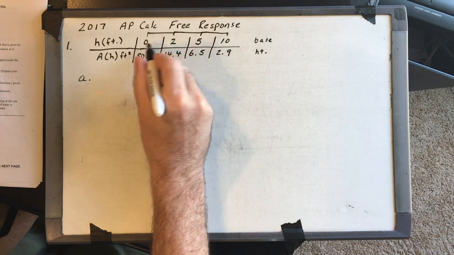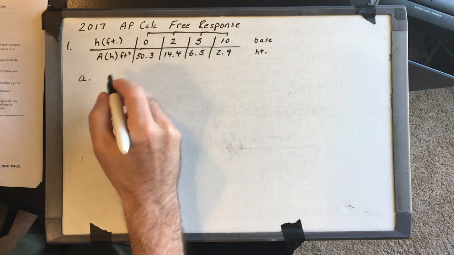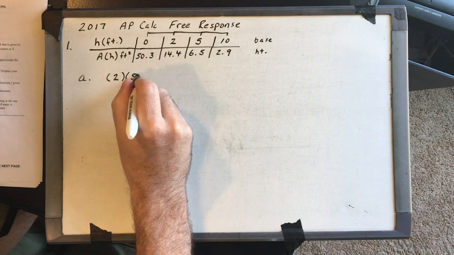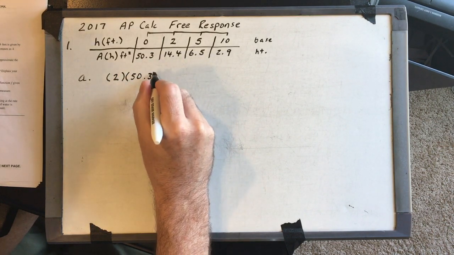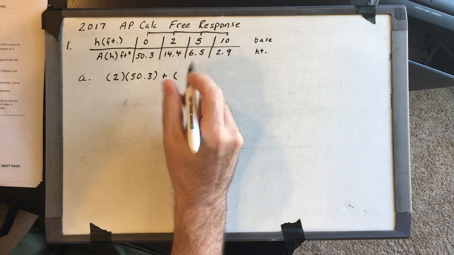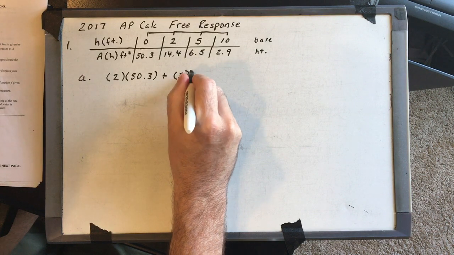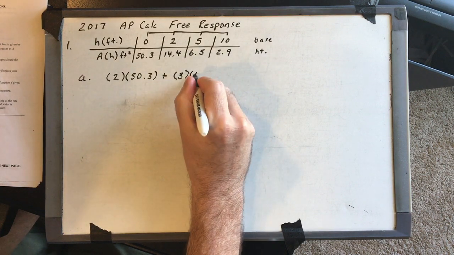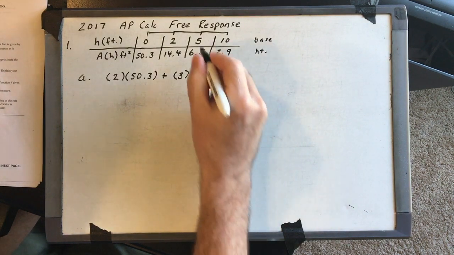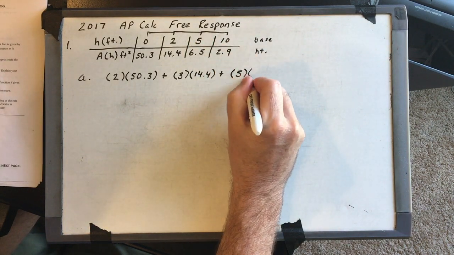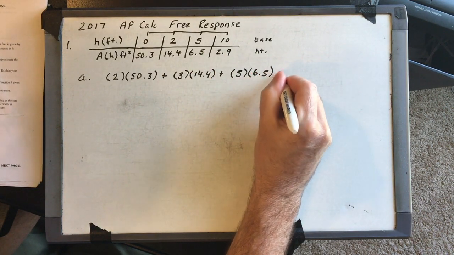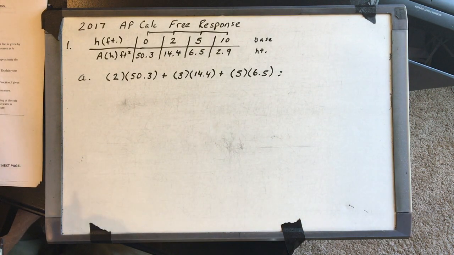Okay, so the base of our first rectangle is from 0 to 2, so 2 is our base, and then our height is 50.3. And you do get a calculator on numbers 1 and 2, so you won't have to do this in your head. The second base is from 2 to 5, so that base is 3, and then that height will be 14.4. And then the third base goes from 5 to 10, so that base is 5, and the height is the left number, 6.5.